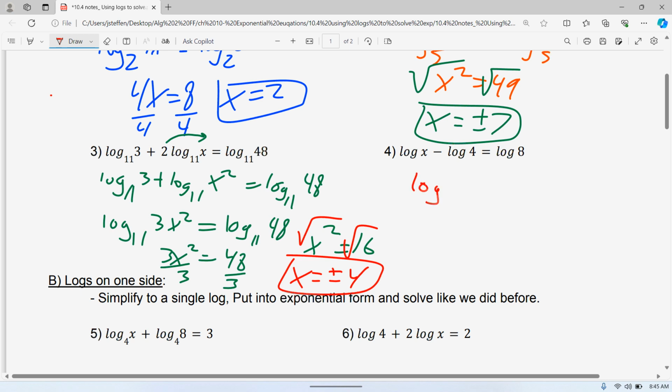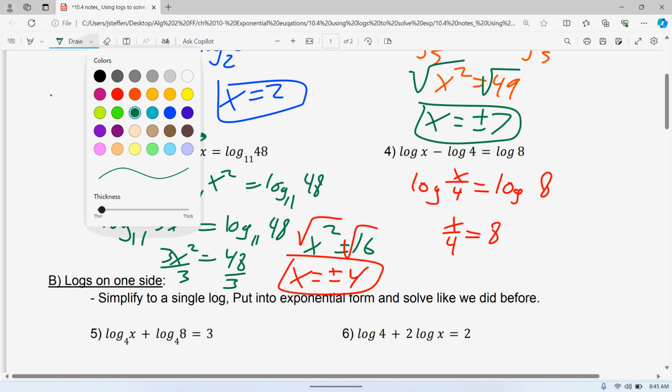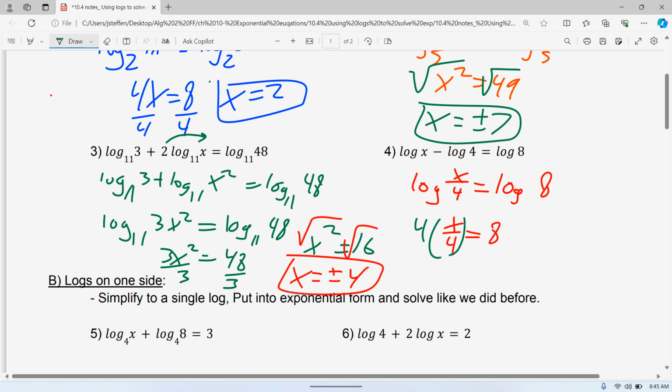So this is log of x over 4. Make sure you have that right order. And log of 8. Again, since they're both log base 10, we can set those equal. And this, multiply both sides by 4. We're going to be getting x is 32.